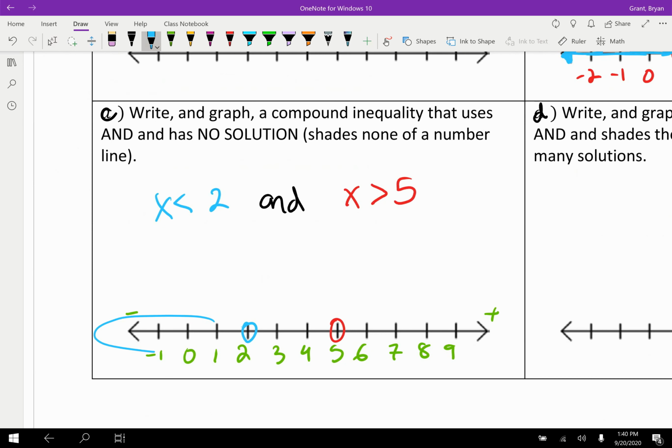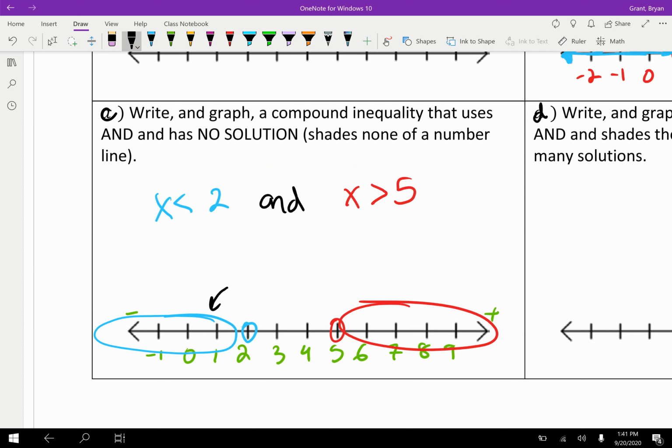And so think about this section over here. These are the values of numbers that are smaller than 2. And your x's have to be greater than 5. Well, can you think of a number that's smaller than 2 and greater than 5? Hopefully not, otherwise you might have just invented a new field of mathematics for us.